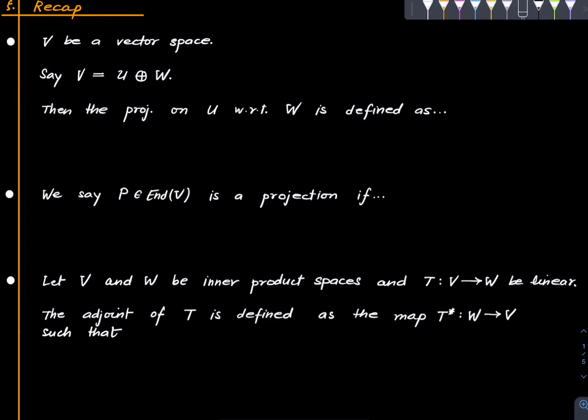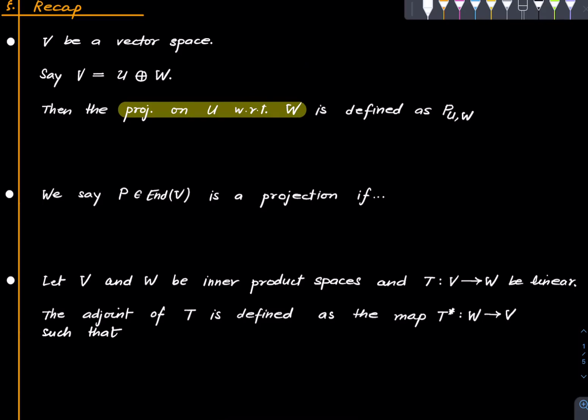In this lecture, we'll learn about the notion of orthogonal projections, and let us recall the relevant things. So first, let us recall the notion of a projection in the context of an arbitrary finite dimensional vector space. Let V be a vector space, and suppose V is expressed as the direct sum of two subspaces, U and W. Then the projection on U with respect to W was defined as the map.